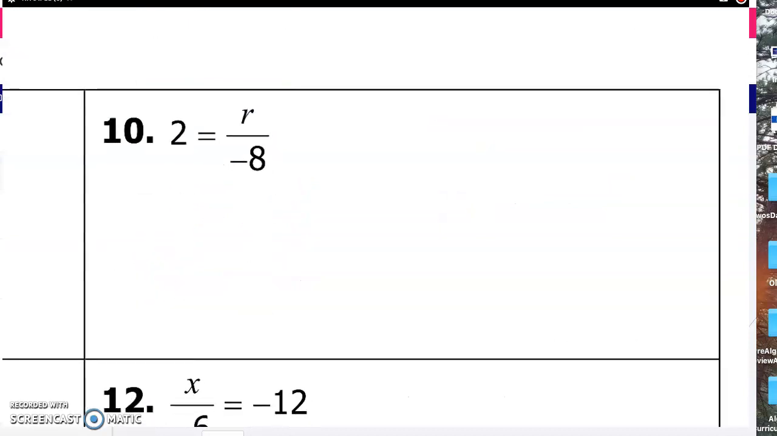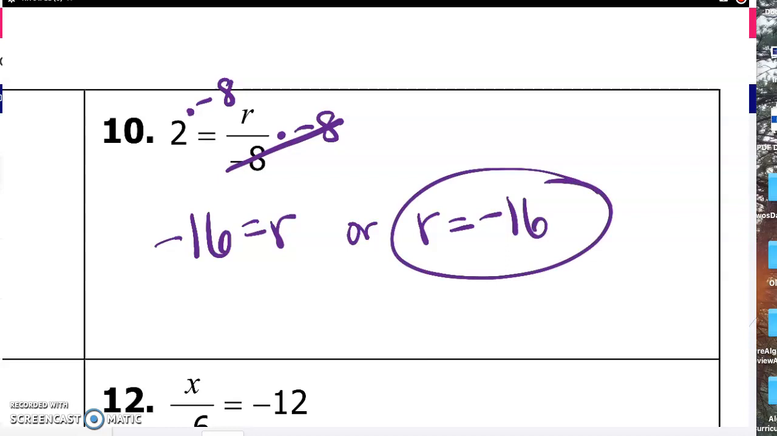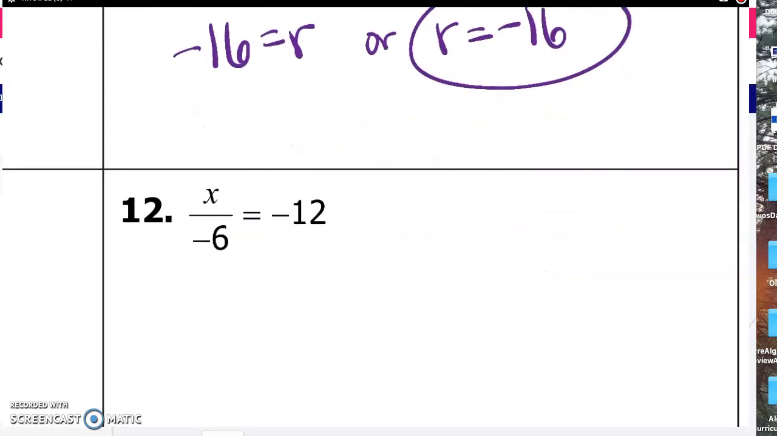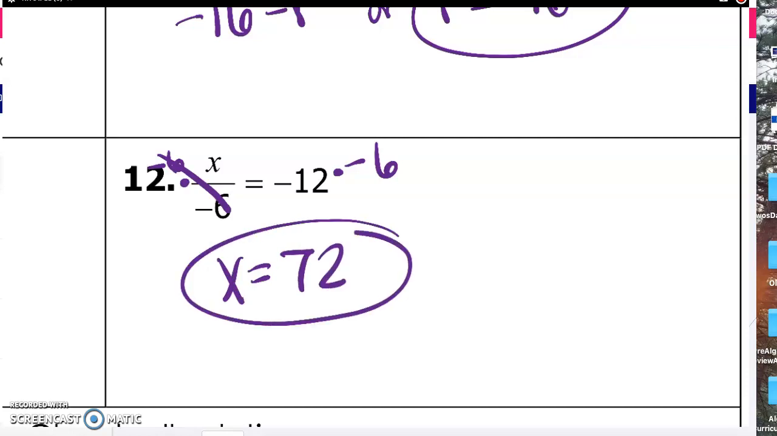Number 10, R over negative 8, which means R divided by negative 8. So I need to multiply by negative 8. That cancels those out, which just leaves us R times negative 8. You would get negative 16 equals R, or again, if you want to flip it around, R equals negative 16. For 12, same thing, x divided by negative 6. So I need to times by -6 times by -6. X equals positive 72. Make sure you're really careful with your positives and your negatives.